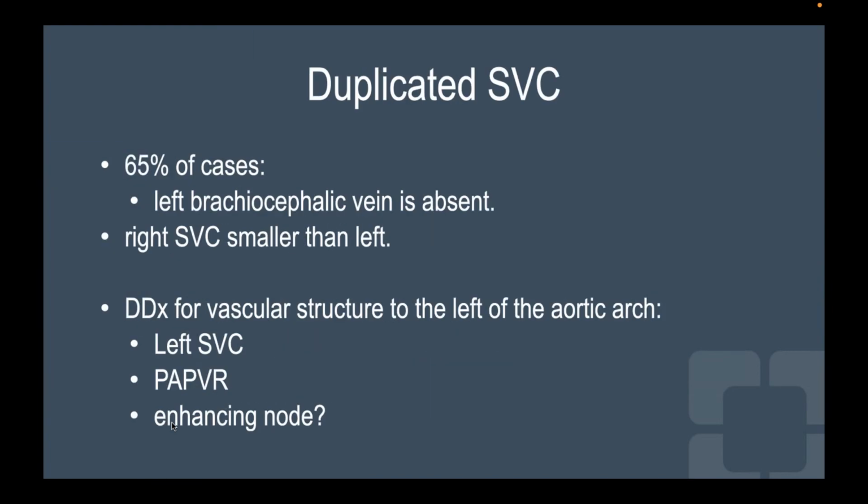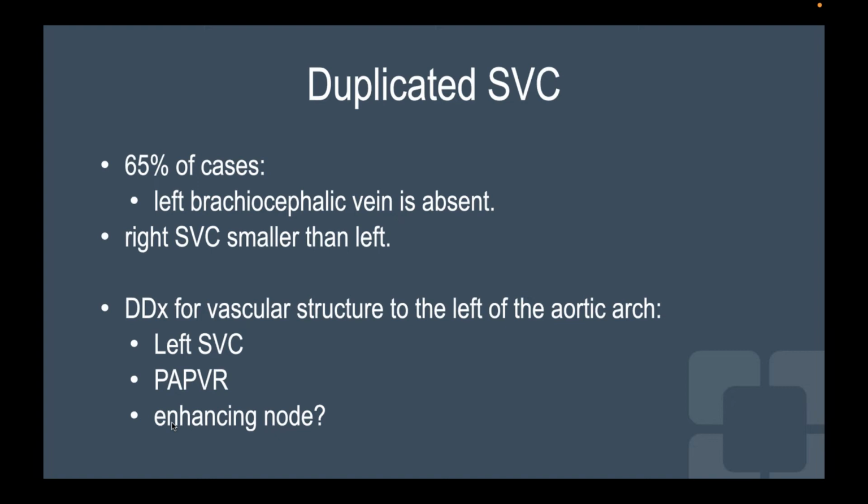In 65% of the cases of the duplicated SVC, there will be absence of the brachiocephalic vein, meaning there's no communication between them up in the anterior higher mediastinum. They're going to be truly isolated systems, and usually the right SVC is smaller than the left. That's in the vast majority of cases. That has been my experience as well.